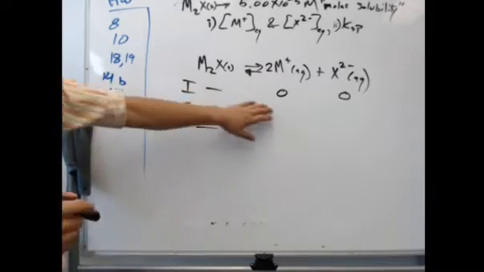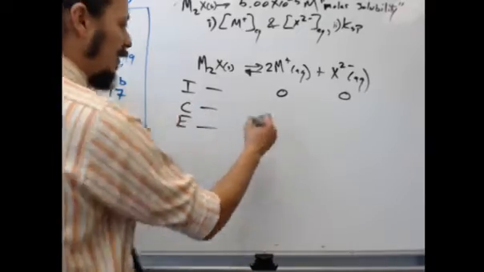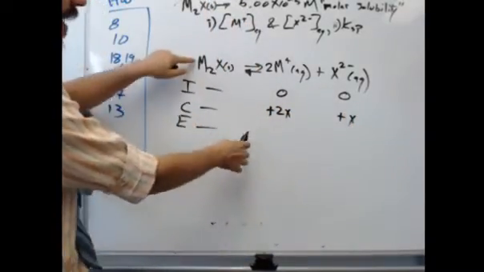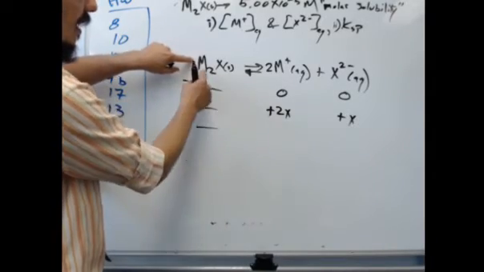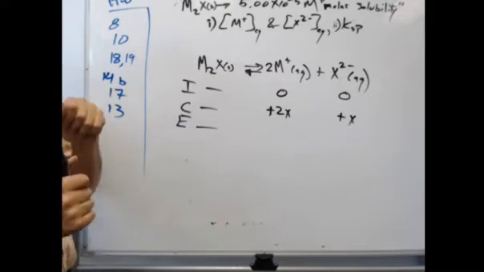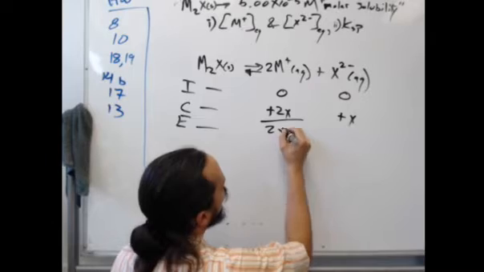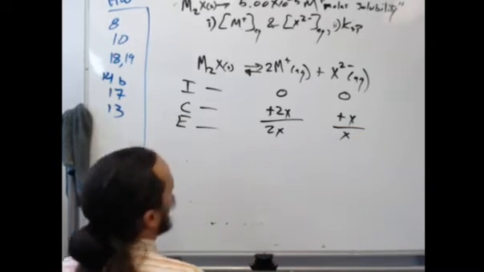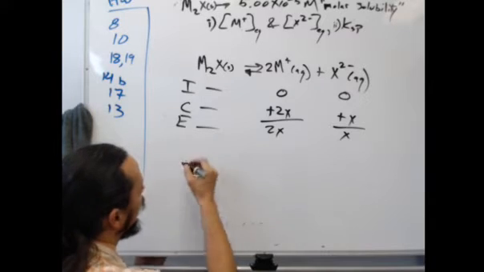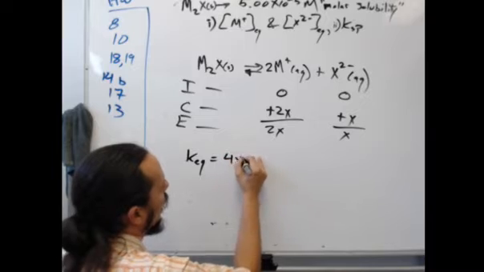So we know that we're doing this in water, so we're going to start with zeros there. We know that the change is going to be a plus 2x and a plus x. Notice again I'm setting it up so that it's in a ratio relative to the pure compound. I'm not going to call it a solid, to the pure compound. At equilibrium, I'm going to have 2x. I'm going to have x. Wow, that's just like the problems we did before, right? We're going to get 4x cubed again. So I'm going to have my KEQ equals 4x cubed.